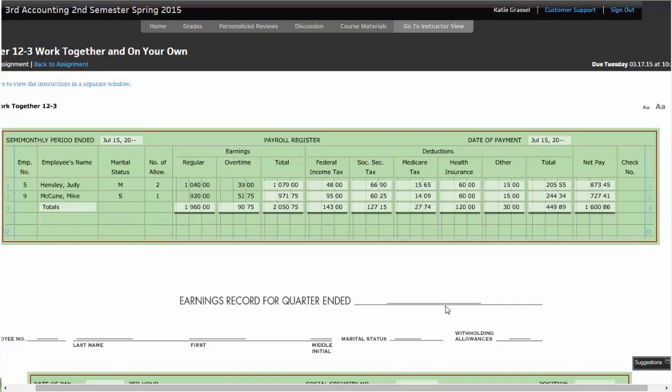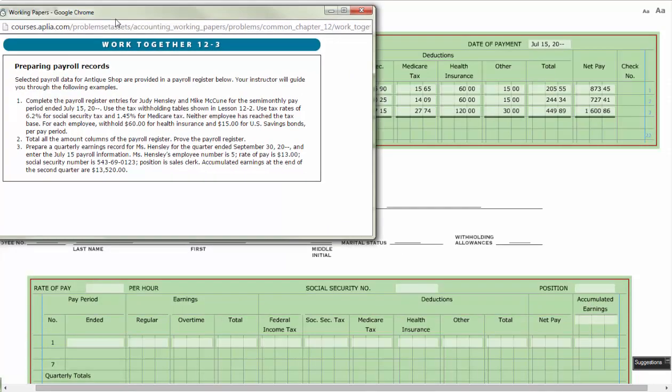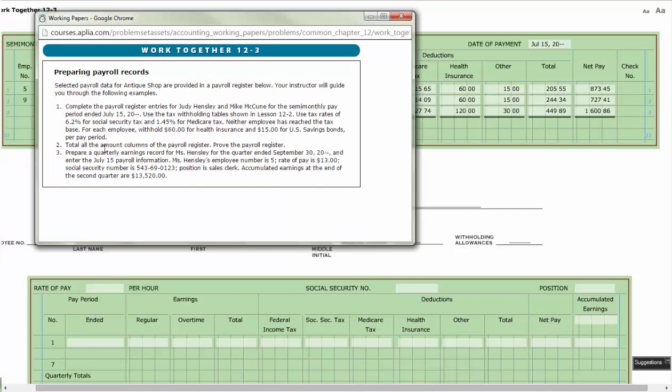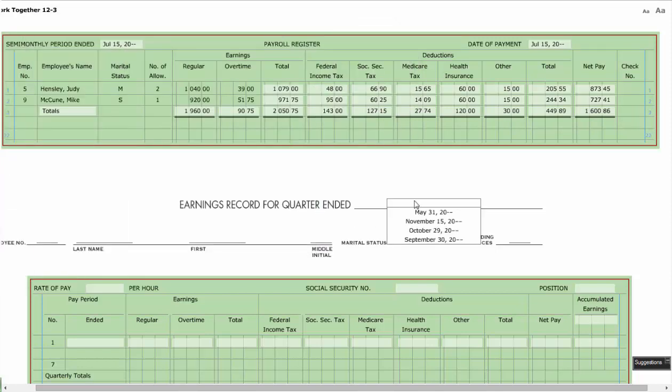Now we have to do our employee earnings record. I need to go to my directions. I just did instruction number 1. Total the amount columns for the payroll register, prove the payroll register. Oh, we did that one. Number 3, prepare a quarterly earnings record for Mrs. Henley for the quarter ending September 30th, 2000. So I'm going to go through and put that in here.